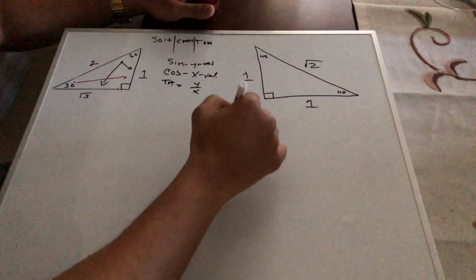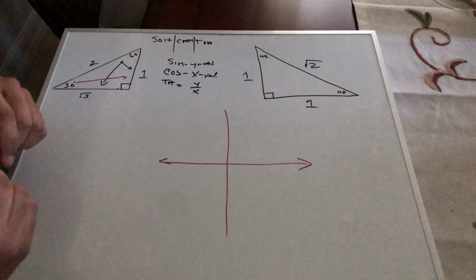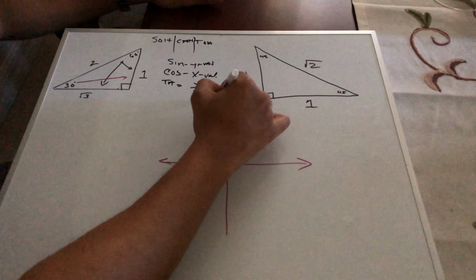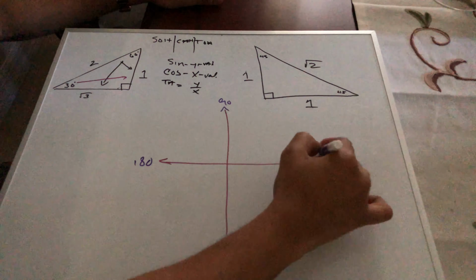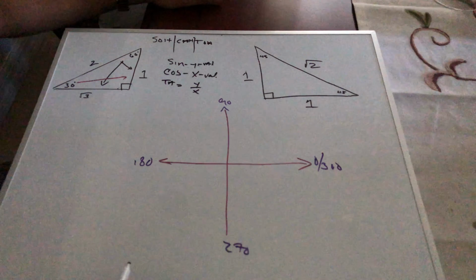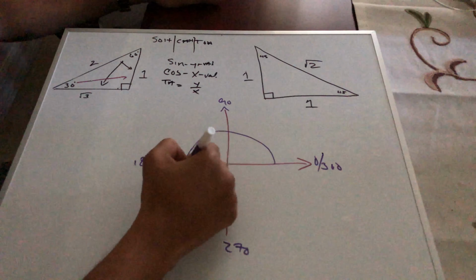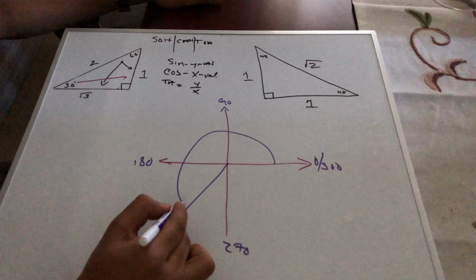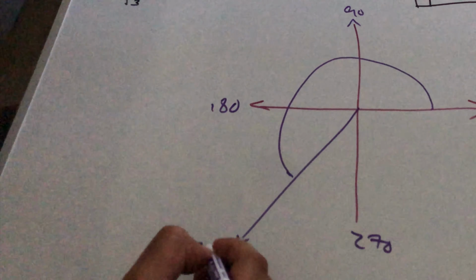Okay, let's try 240. So 90, 180, 270, 0/360. All right, so we're looking for 240. So 240 will look all over here, and it's going to be probably right here. Now, this angle here is 240 degrees.